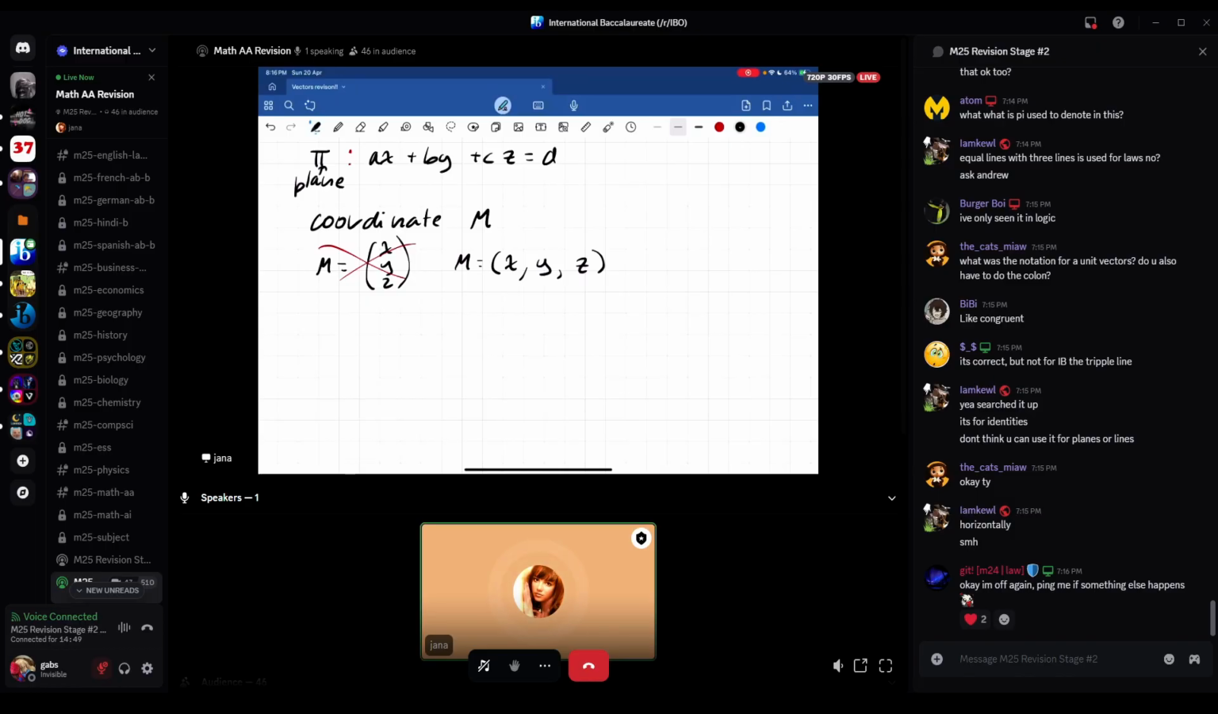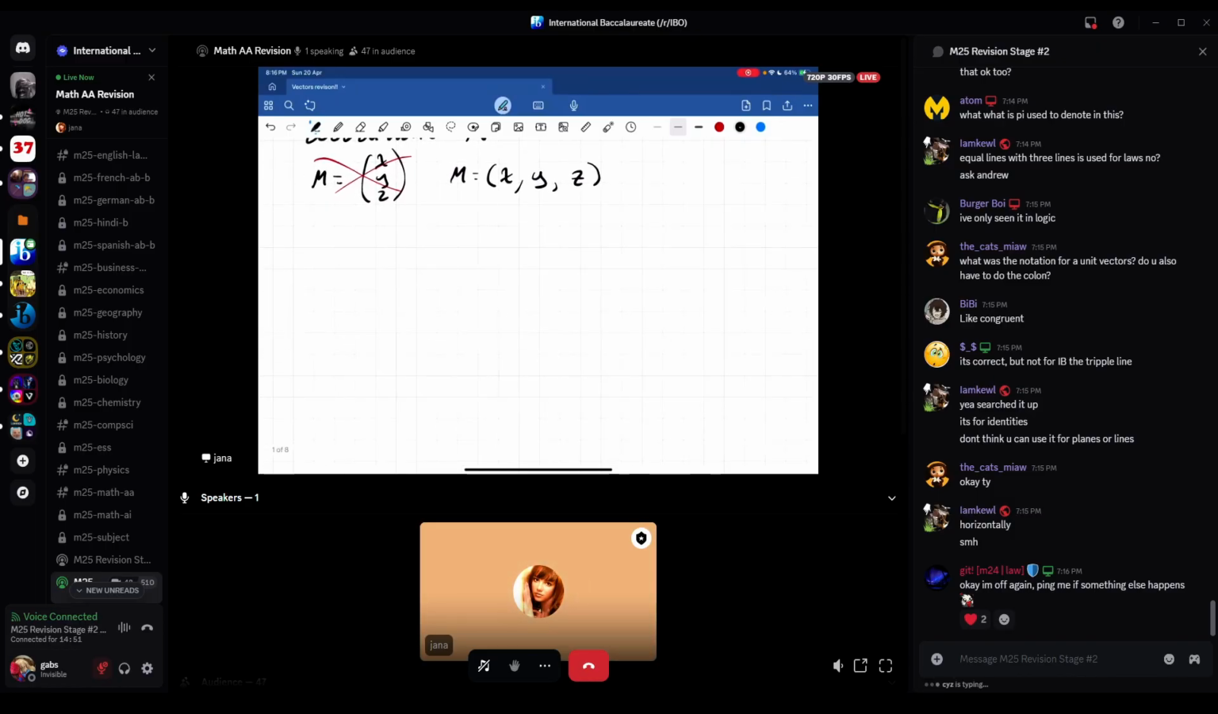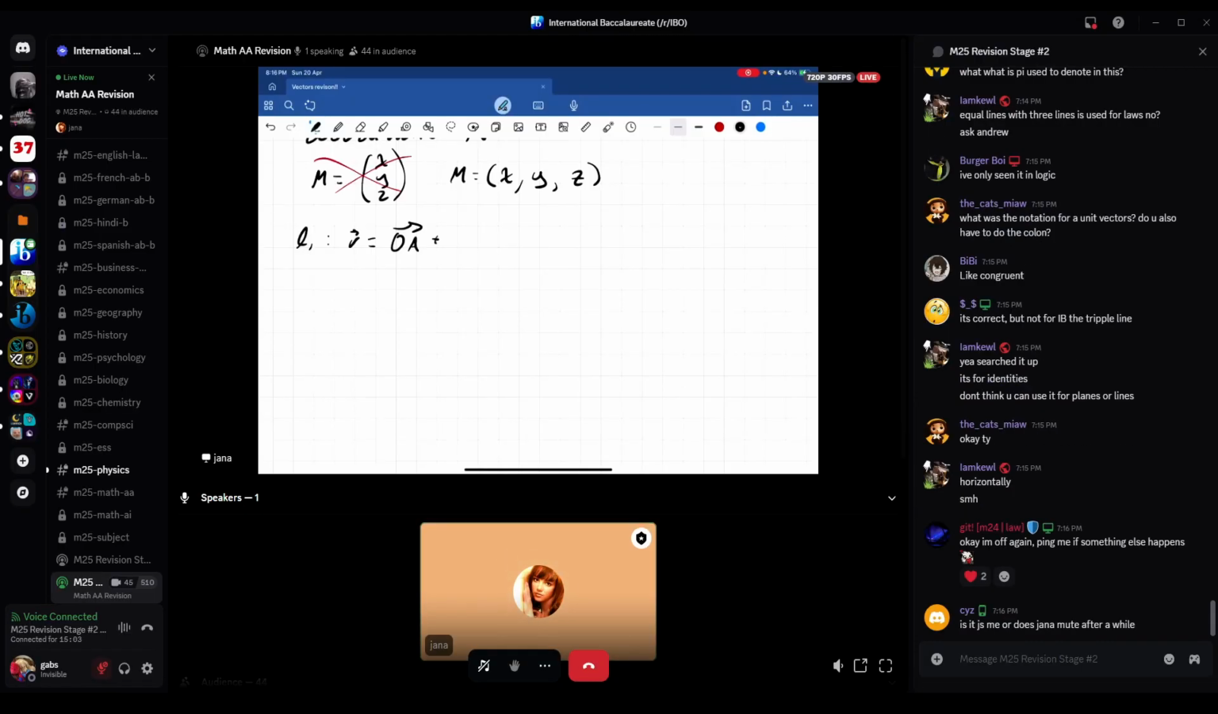And then also, just really quickly, remember that there are multiple ways you can express things. If you have a line, you can express it as r equals, let's just say, OA plus lambda into the direction of the line.